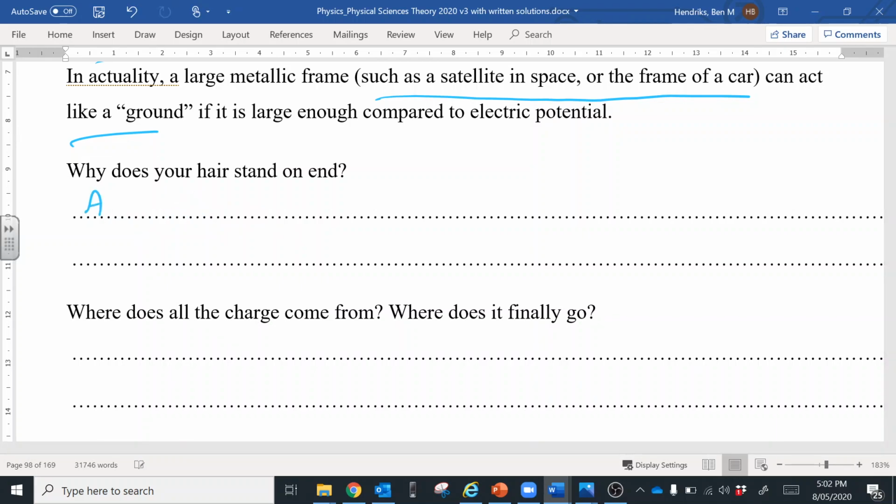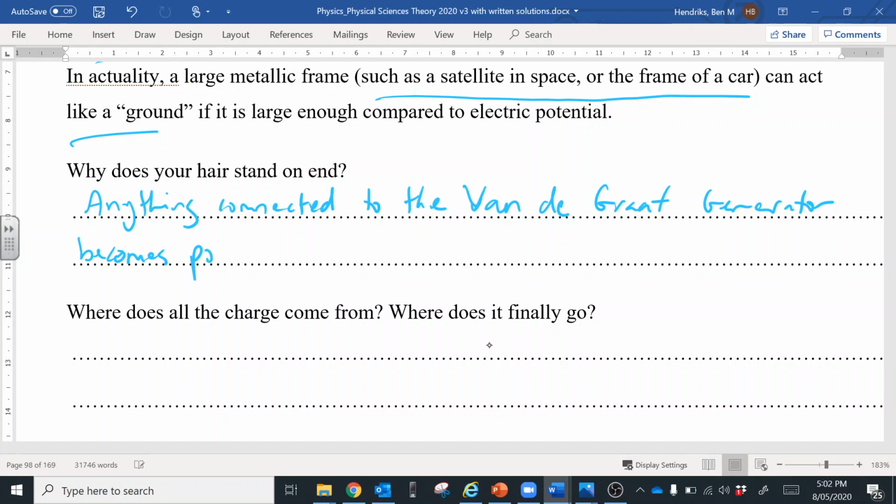So anything connected to the Van de Graaff generator becomes positively charged, and therefore anything that's positively charged will want to be repelled. So then the positive charges will repel each other.